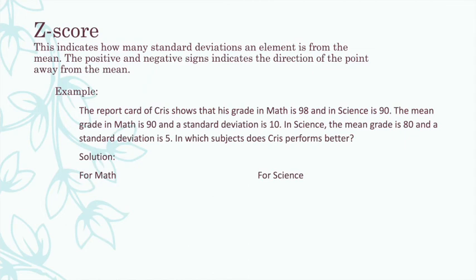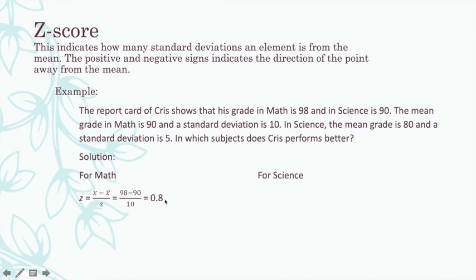Okay, first let us calculate the z-score in math. So z-score is equal to x minus x bar over s. The x here is 98, which is Chris's grade in math, minus the mean grade in math, which is 90, over the standard deviation in math, which is 10. So 98 minus 90, that's 8, over 10. So 8 over 10, that's 0.8.